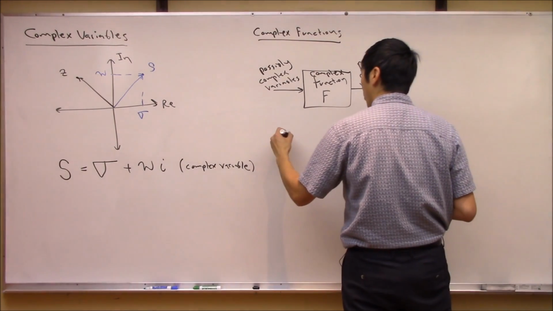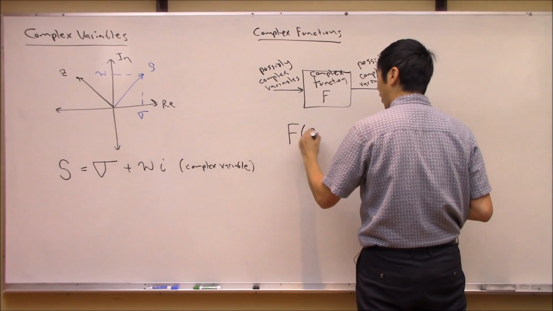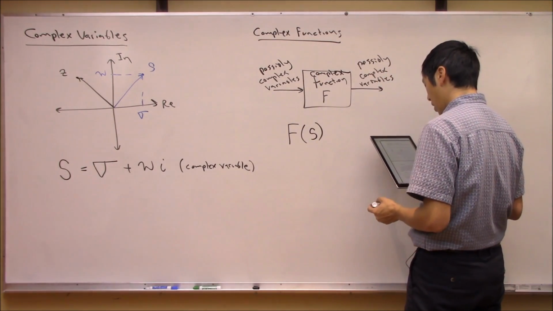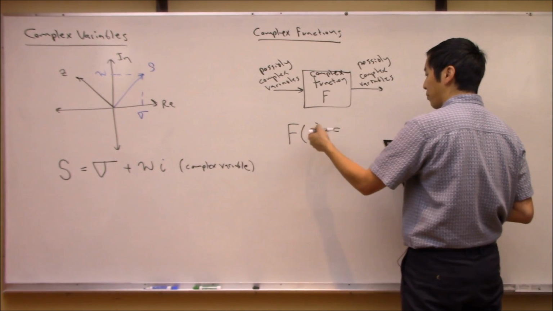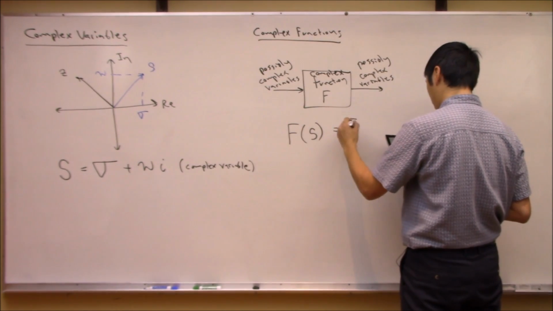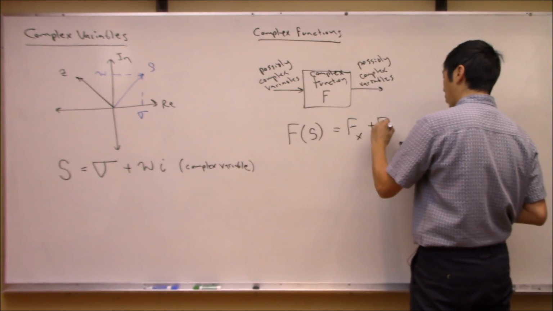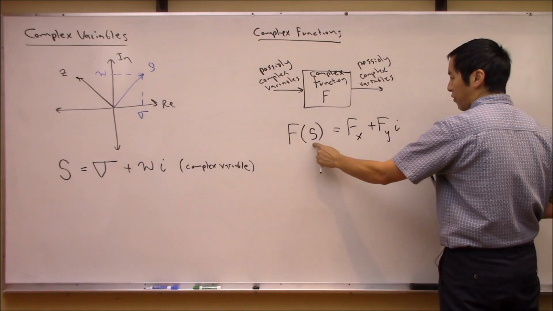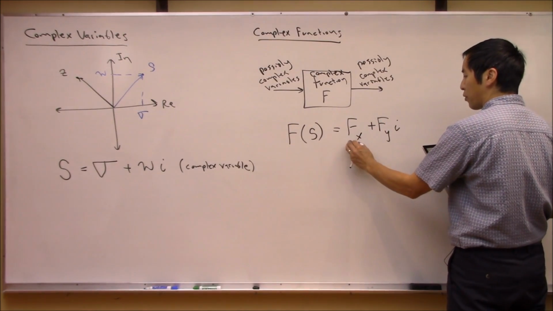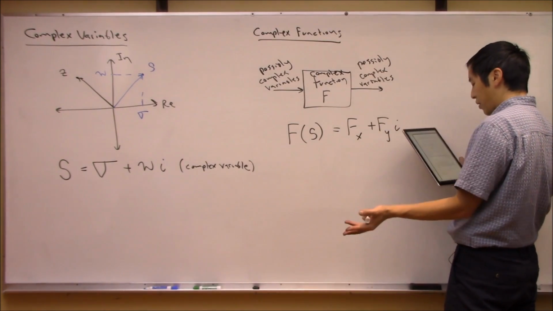Again, maybe we'll denote this as f, and the input is now a complex variable s. And this thing could still have a real component to the function. So maybe let's call it an fx plus an fy i. All it's saying is that you stick in a complex variable s, it's going to do something and produce a real part, and it's going to do something else and produce an imaginary part. That's all this thing is.